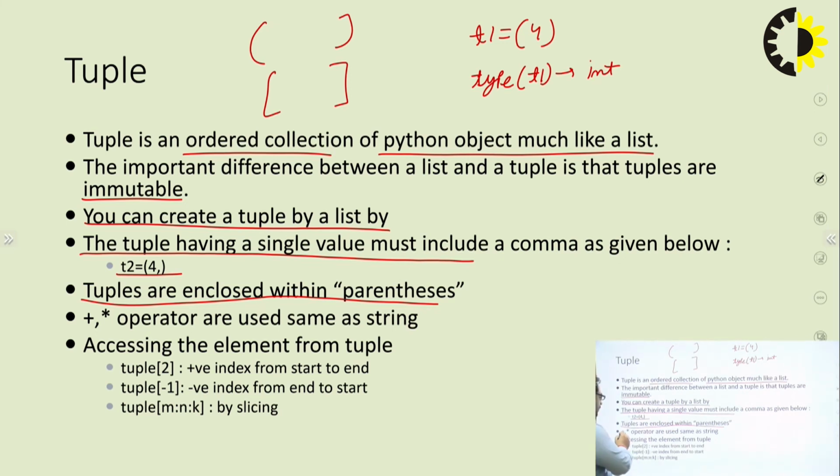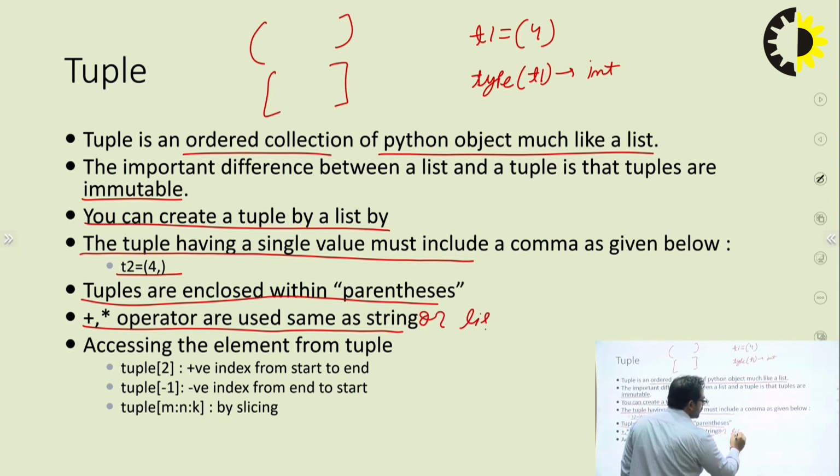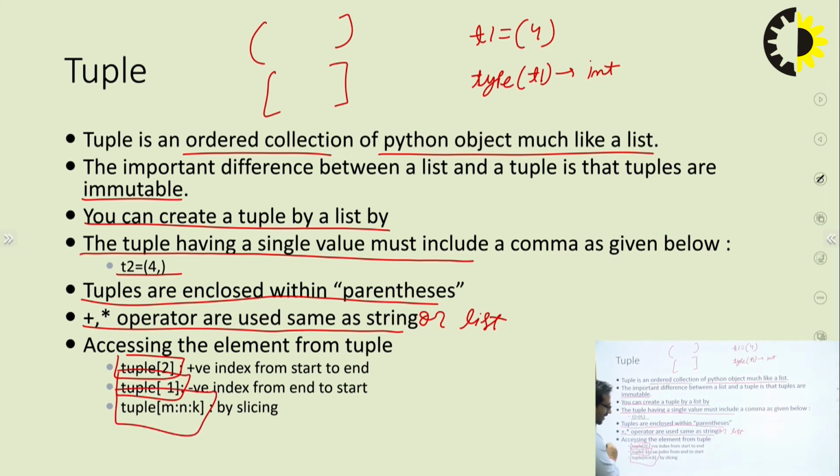Plus and multiply operators work just the same as for strings or lists. I told you earlier, for concatenation and repetition, use the plus and multiply operators. Accessing: if you want to access an element, you can use positive indexing, negative indexing, or slicing. Slicing, let's take an example.